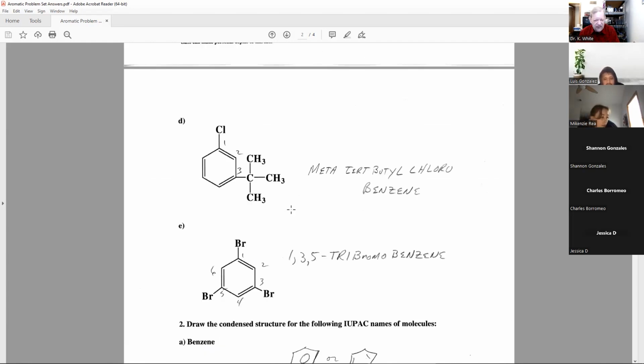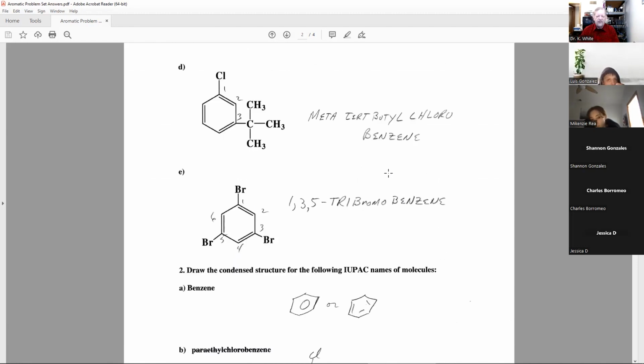And if we look at D, we have Cl chlorine, chloro group. This is a T-butyl group or tert-butyl. It's 1,3 disubstituted, so it'd be meta tert-butyl chlorobenzene. That's an O, not a U. And if you put down meta chloro tert-butyl benzene, I would give you full credit.